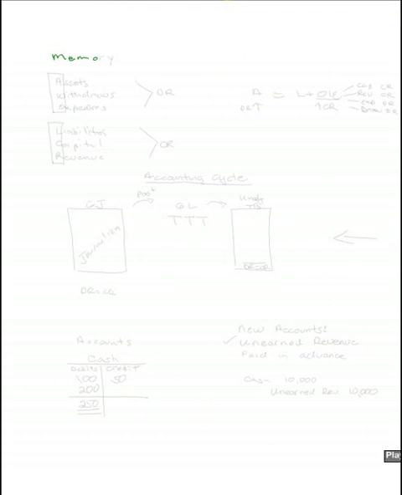Some people like to memorize things. I'll give you a memory technique too. Assets, withdrawals, and expenses all have debit balances, and they're increased with debits, and you can remember that by remembering it leaves you in awe.